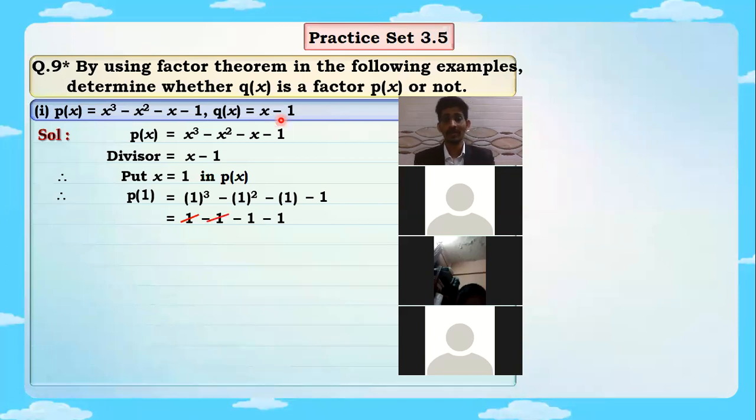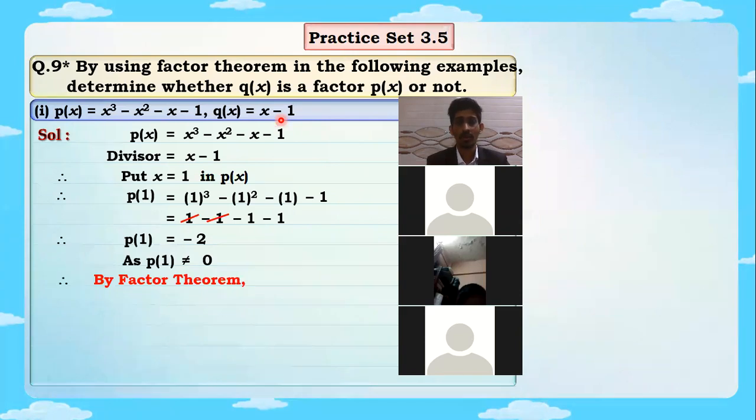What remains over here is minus 1 minus 1. Be careful, don't cancel everything. Same number with the opposite sign gets cancelled. Now here we are left with only two numbers, they have the same sign, so minus minus plus, so 1 plus 1 is 2, greater number sign minus, so -2. So now students, here are we getting the answer as 0? No. So we write over here p of 1 is not equal to 0, therefore x minus 1, which was given to us as q of x, by factor theorem we can say x minus 1 is not a factor of the given polynomial.